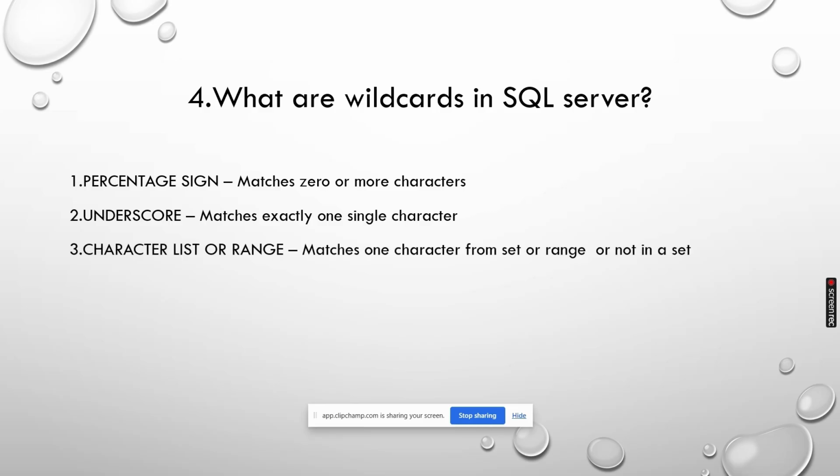And also we can use a character list or range. It means it matches one character from a set, or not in the set. Okay, let's begin with a small example.